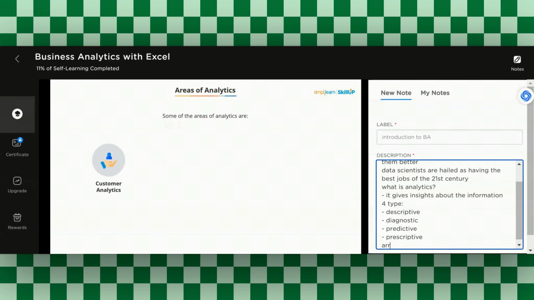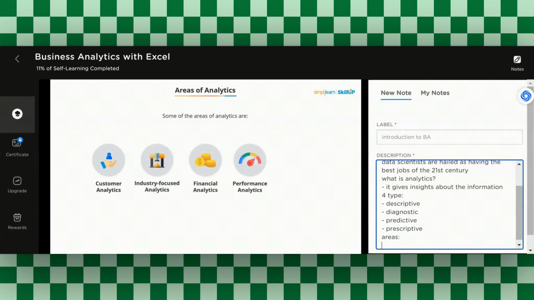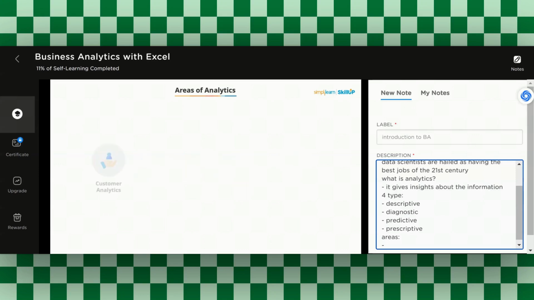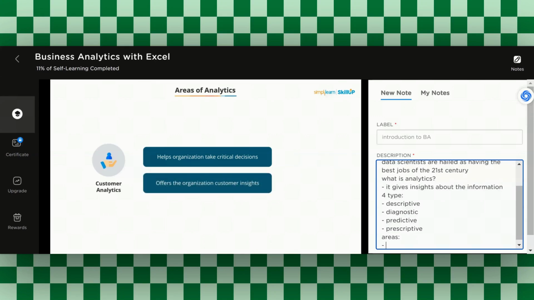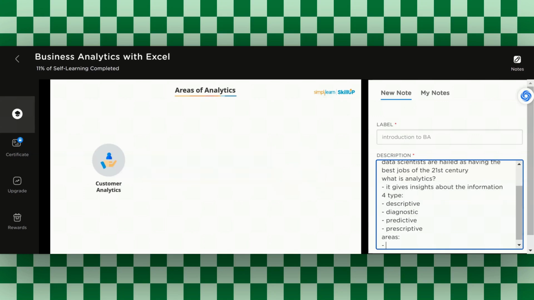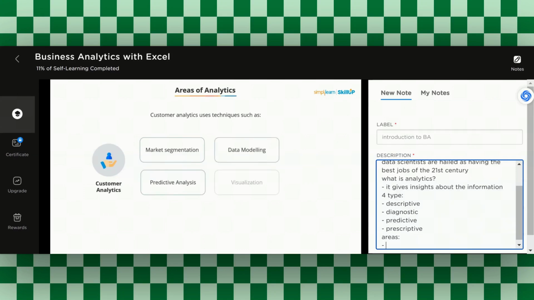Some of the areas of analytics are customer analytics, industry-focused analytics, financial analytics, performance analytics, and risk analytics. Customer analytics is a process that helps an organization take critical decisions and deliver offers that are anticipated. This analytics offers the organization customer insights necessary to take decisions. Customer analytics uses techniques such as market segmentation, predictive analytics, data modeling, and visualization.